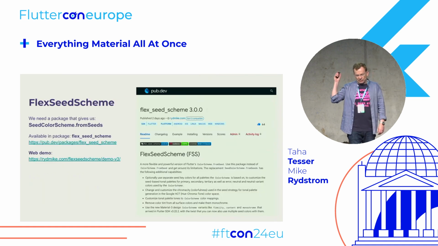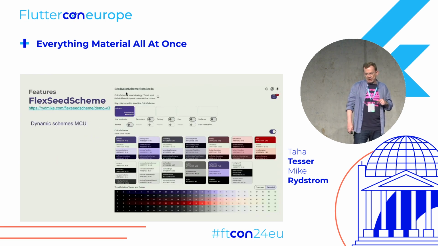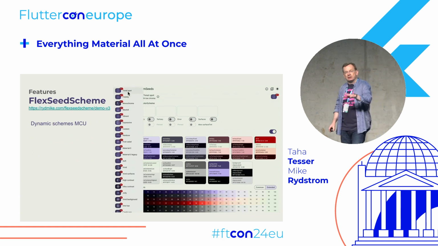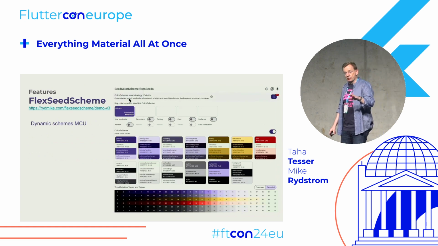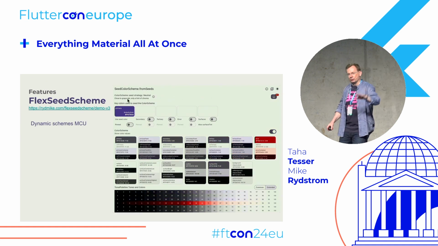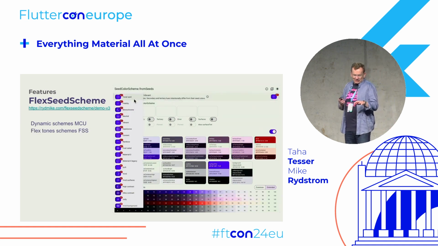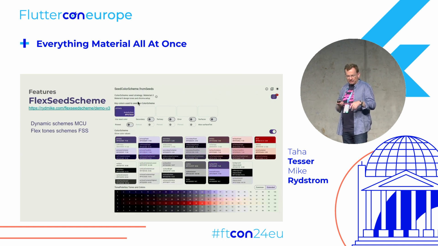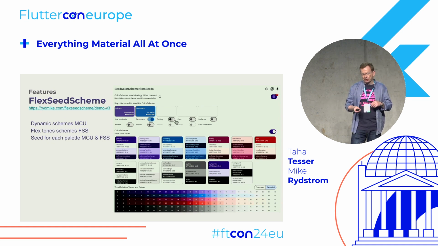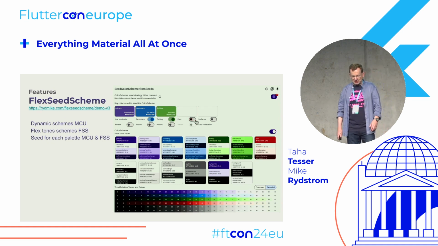This is a package that I wrote quite a time ago, which I have just updated to support all the new features that are available in dynamic scheme and material color utilities. Oh, by the way, MCU, not Marvel Cinematic Universe, material color utilities. So then you have more options in the Flex seed scheme, and the most important part is that you can use multiple seed colors also for the MCU dynamic schemes and the ones that are based on Flex seed scheme's own algorithms, which are kind of nicer.